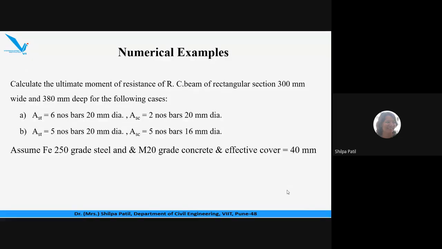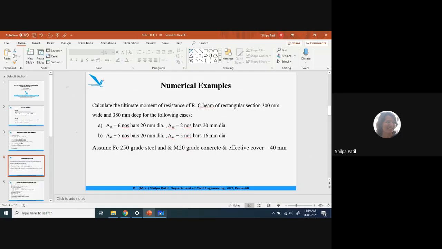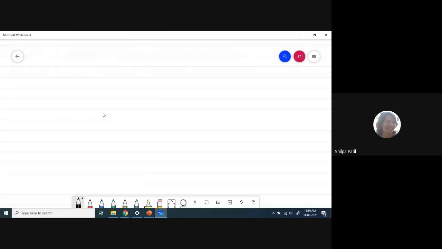Today we will complete part B of the problem and then go to the next point, that is how to analyze the beam when HYSD bar steels are used. I hope everybody has this problem statement. Let us consider part B, the second problem. I'm opening the whiteboard now. Tell me the given data.